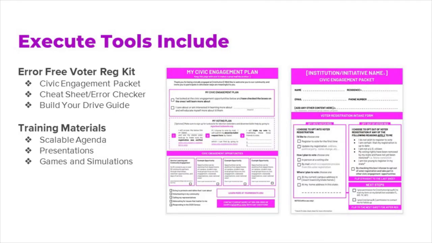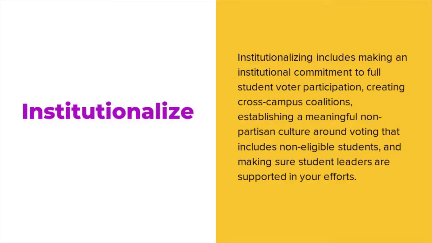An example of one that we already have is this error-free voter registration conversation civic engagement plan that will allow you to have a better systematized process that you can easily file and will really help walk you through that civic conversation and collect the voter registration forms in a really well organized way. Additionally, we're building things out like training materials, amongst a lot of other exciting things that will be coming out in the next few months.